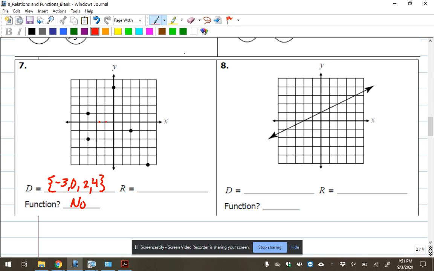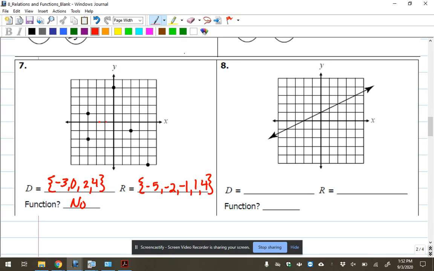Now the y values. Okay, so we've got 1, here's -2, there's -1, 2, 3, 4, 5. -5 is here. I'm going to list -5, -2, -1, 1, and 4 for the range, or those y values. Okay. We get the domain and range. It's not a function, but we can still get domain and range from something that's not a function.